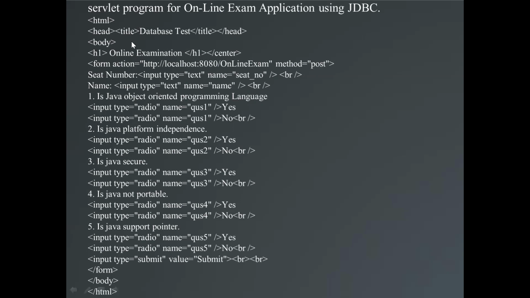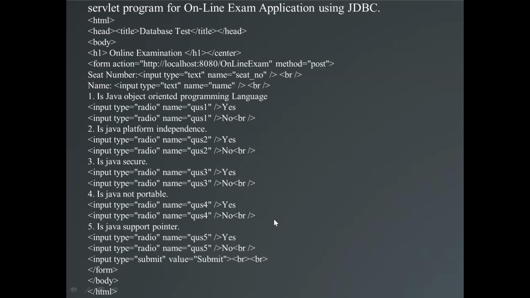So this is the HTML code you may be familiar with. In the body tag, I have created a form, and the method I have mentioned as post. We are going to get the seat number and the name of the student. I have given 5 sample MCQ questions, like is Java an object-oriented programming language? The answer is given using a radio button. We are going to collect the answer from the user, with yes or no type of questions. So you can replace this with any other MCQ pattern questions as well.